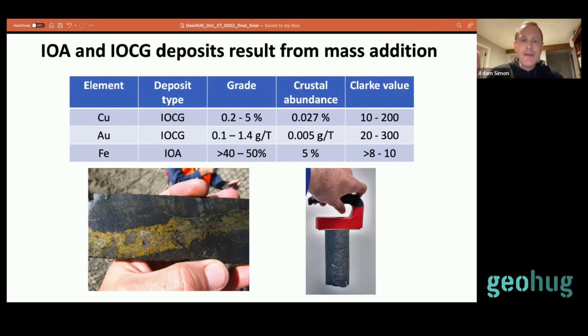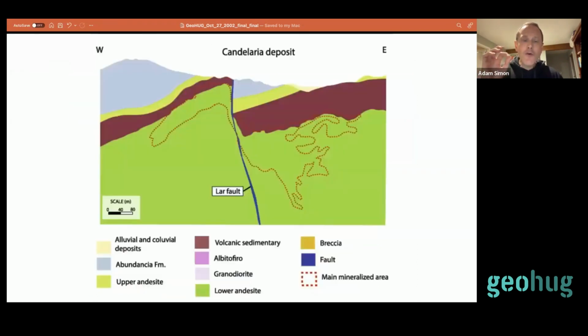So a question is, what process or processes resulted in the mass addition of copper and gold and iron in these deposits? This is a cross-section from the Candelaria deposit in the Chilean Iron Belt, the largest IOCG in the Americas. What I'm highlighting here in blue is the Lar Fault, and the Lar Fault is interpreted to have been the fluid conduit for a hypogene fluid that moved from bottom to top. Now the dashed line outlines the main mineralized area.